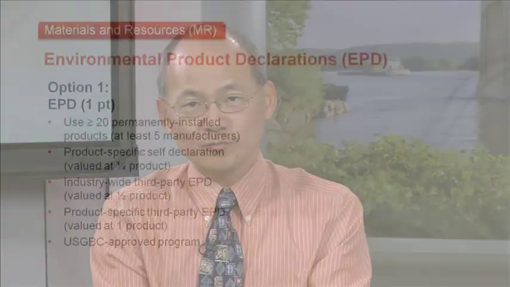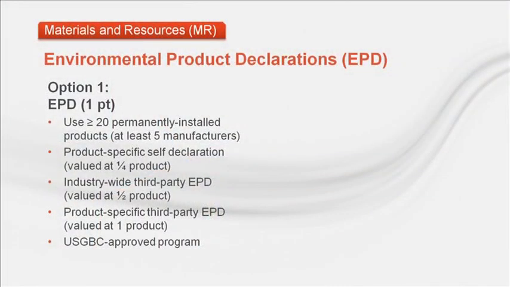Establishing an EPD can be quite laborious, but they can be pretty easy from the user's standpoint. Let's see how EPDs fit into the new LEED rating systems. There are 2 points available in the Environmental Product Declaration credit. To receive the first point, use at least 20 different permanently installed products sourced from at least 5 different manufacturers that meet the disclosure criteria.